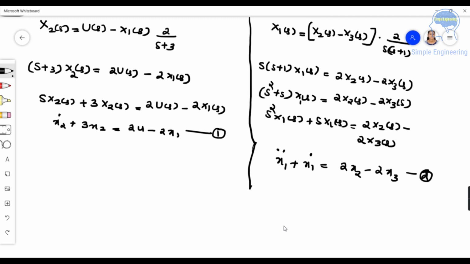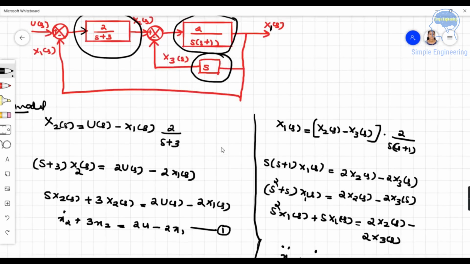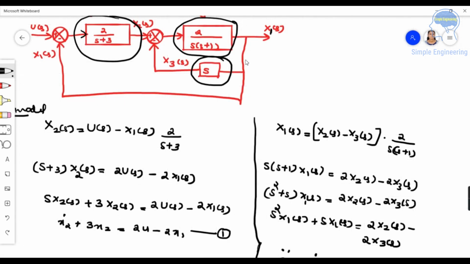So we have got these two equations. Next, we have this block, where from here it is coming over here. So x1 is coming as input, so we can write x1 into s is equal to the output x3 of s. So x3 of s is equal to s into x1 of s. So s into x1 means x1 dot. So x3 is equal to x1 dot. This is equation number 3.